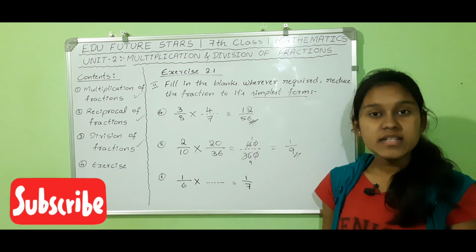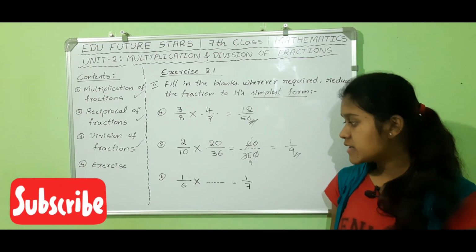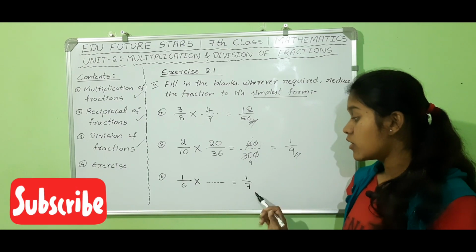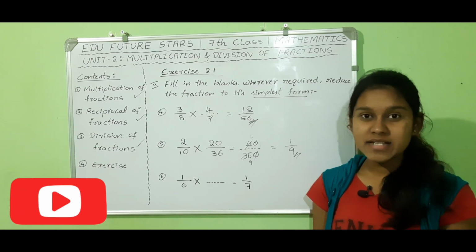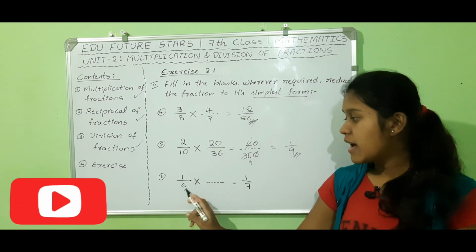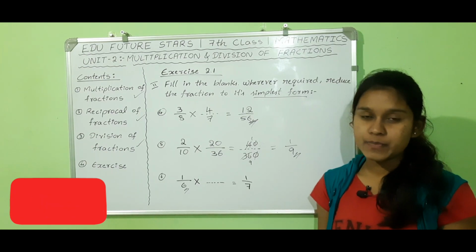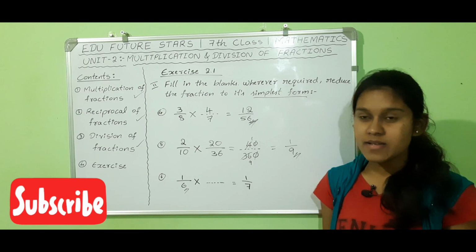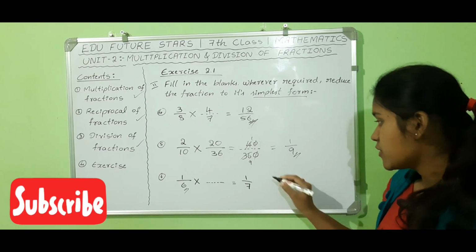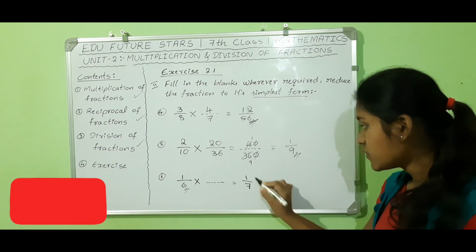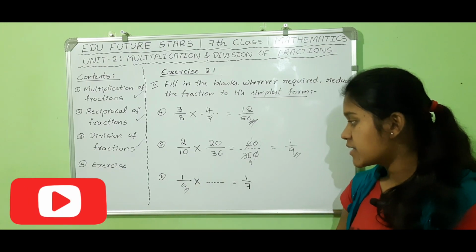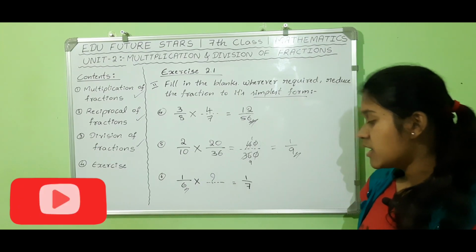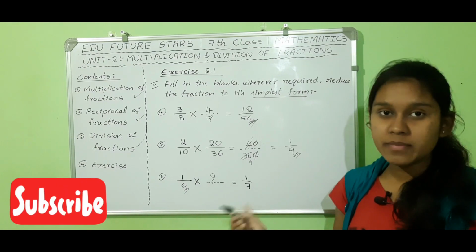And now see the sixth one. 1 by 6 into some number, we are getting 1 by 7. How is this possible? How can we get 1 by 7? So first of all, we have 6 in the denominator, right? So how can we get this? For this kind of solution, what do we have to take? 1 by 7 is on the right hand side. 1 by 6 is multiplied with some number that we don't know. These two are multiplied, right?